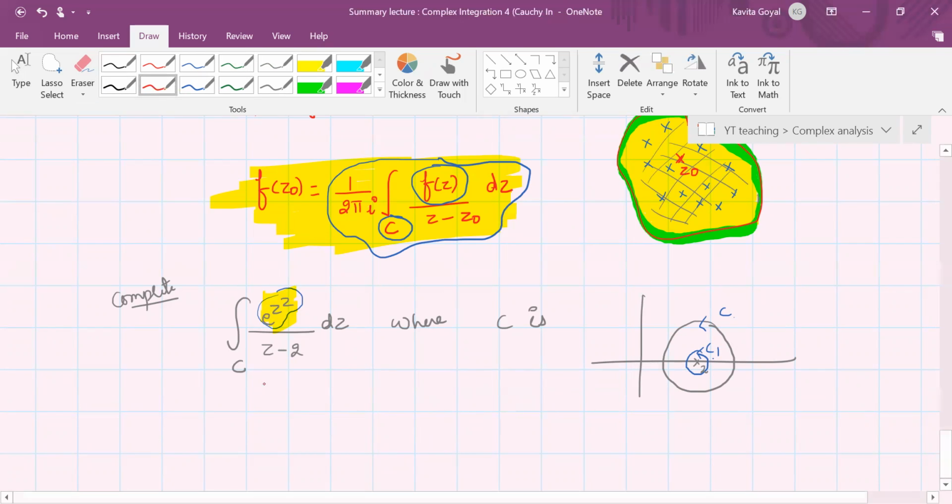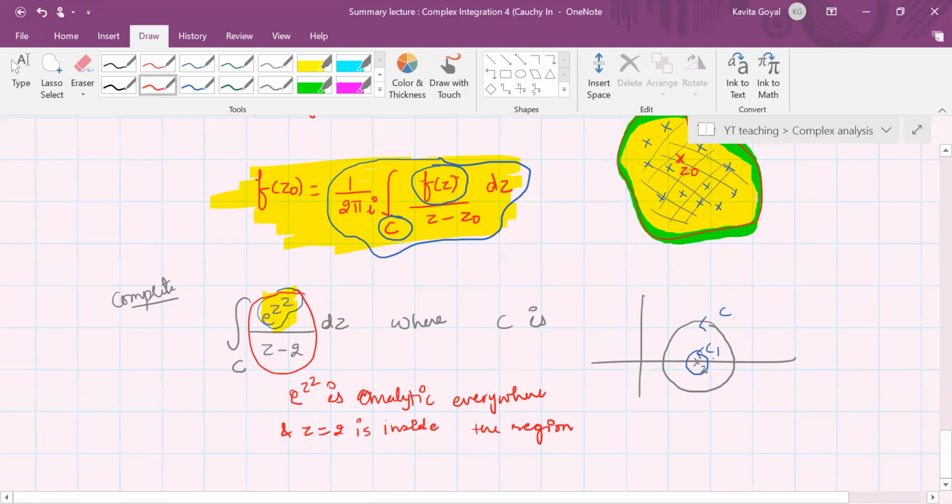Now let us see what Cauchy's integral formula tells us. Here, e raised to power z square is analytic everywhere. Indeed, it is an entire function, meaning it is analytic on the whole complex plane, right? Yes, ma'am, it is analytic everywhere. And z equal to 2 is inside the region. So the integrand looks like f of z, which is e raised to power z square, over z minus z naught, where here you have z minus 2.